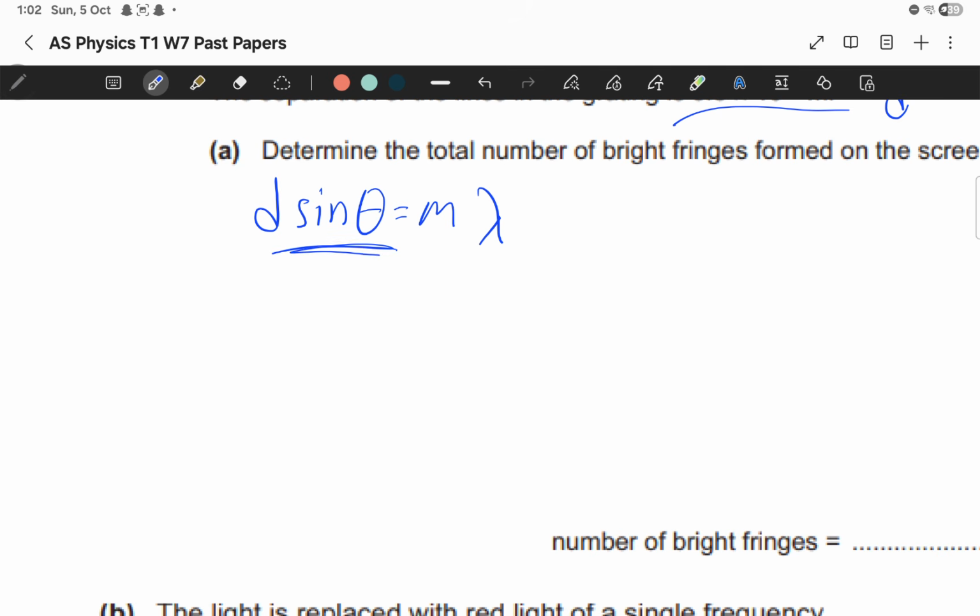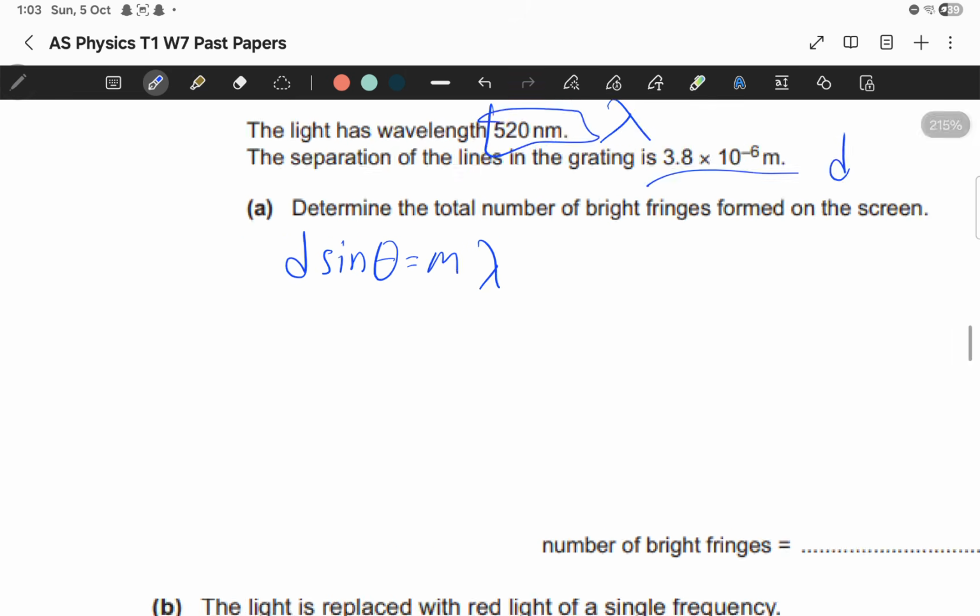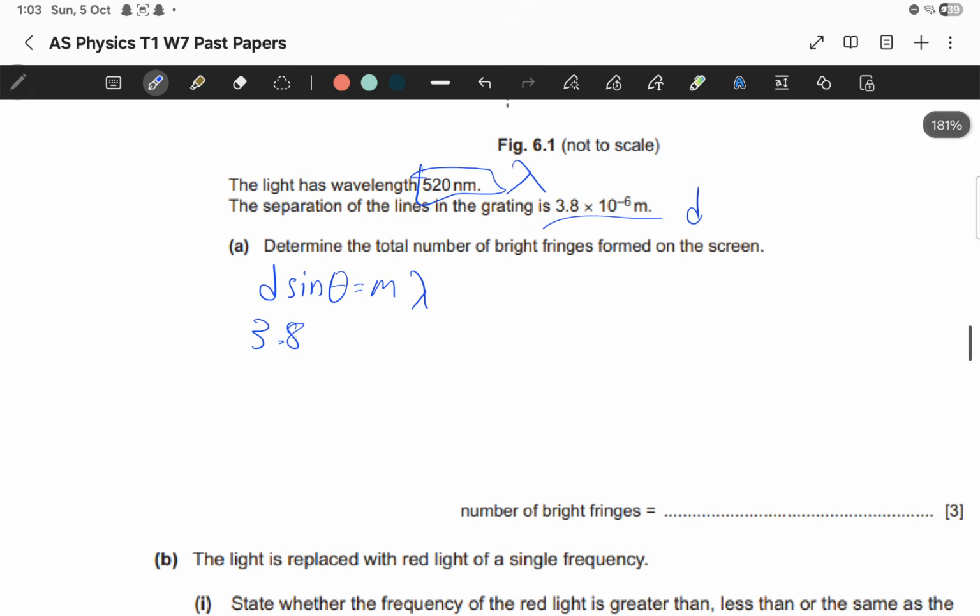So if you want the maximum, this sine value has to be the maximum, right? So what value of theta will give me the maximum sine value? If you sketch the graph for the sine graph, you know that it peaks at 1, right? So sine theta is equal to 1. Do the inverse, you're gonna get theta equals 90 degrees, and you should know this by heart anyway. So we're gonna do d, which we have given. 3.8 times 10 to the power of negative 6 sine 90 is gonna equal to m times 520 times 10 to the power of negative 9.